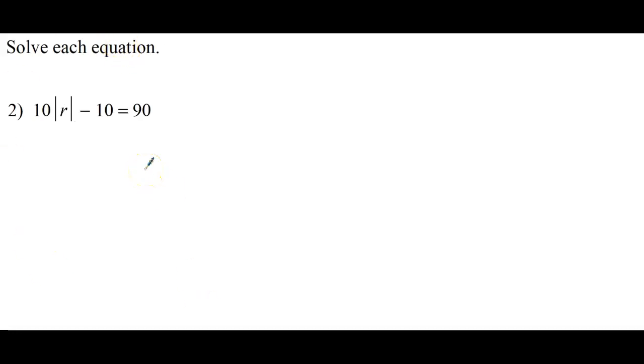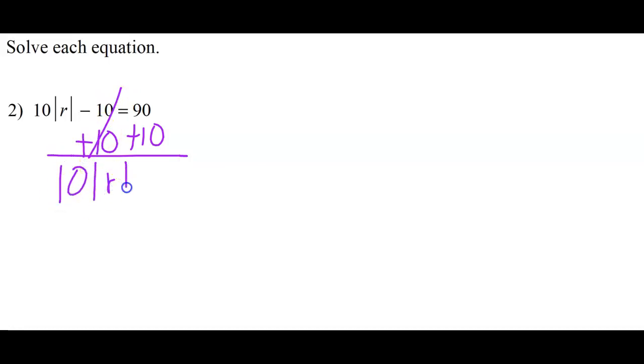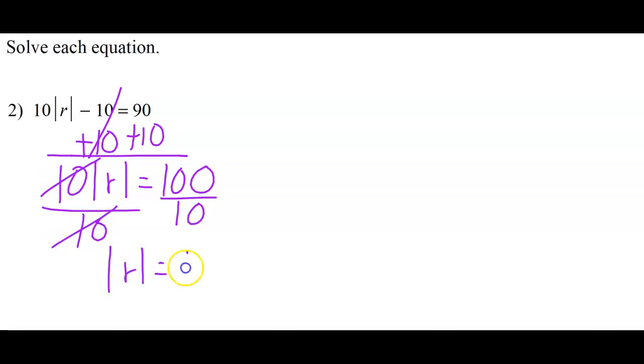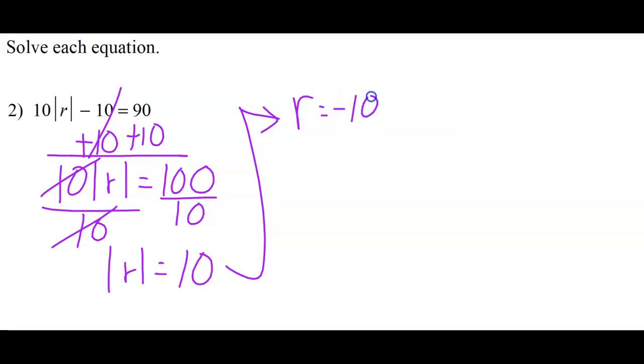The first few problems are solving absolute value equations. And when you're solving these, the first thing you want to do is get rid of the numbers that are outside of the absolute value bars. So my first thing I'm going to do is add 10 on both sides, which will leave me with the following. Then I want to get rid of that 10 that's in front of the absolute value bar, so I'm going to divide that on both sides. And if the absolute value of r is equal to 10, well, there are two numbers that have an absolute value of 10. That means r can be negative 10 or r can be a positive 10. And that would be the solution to number 2.